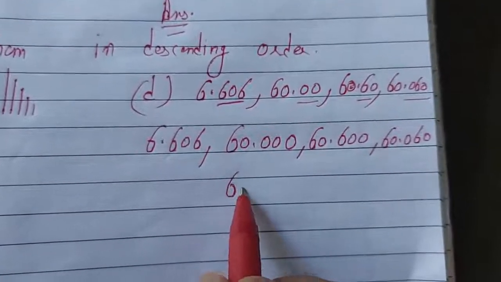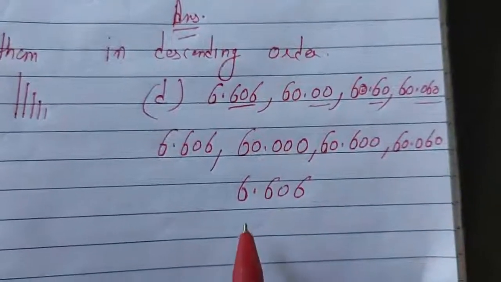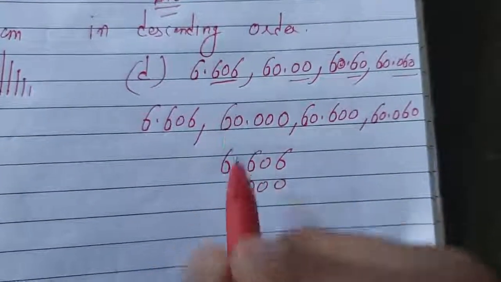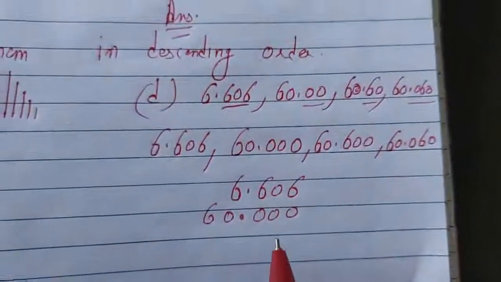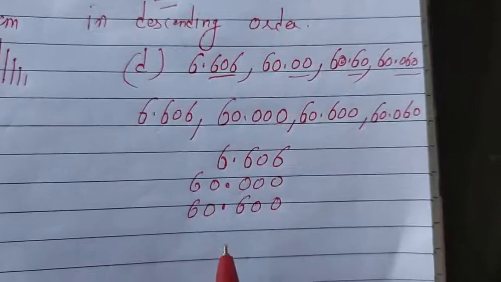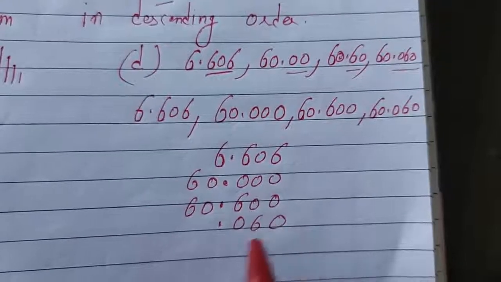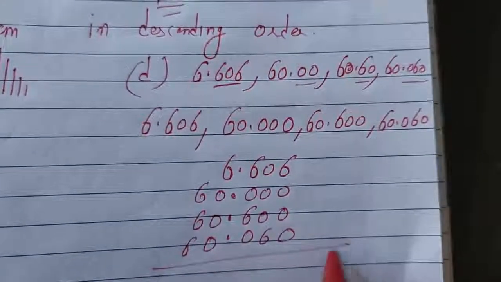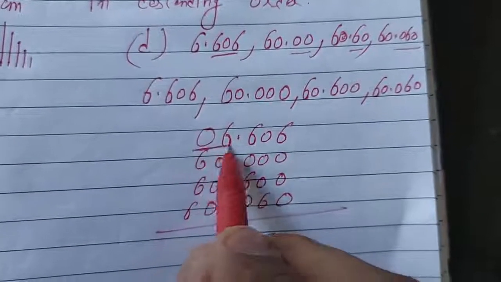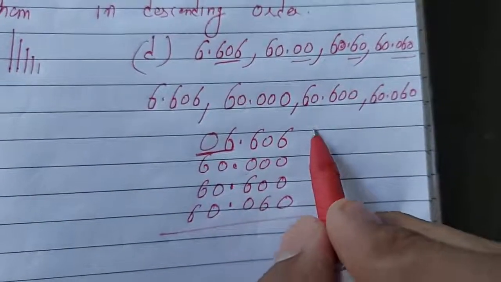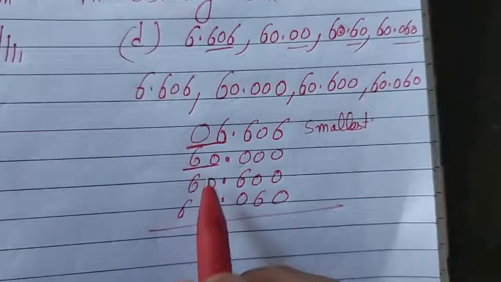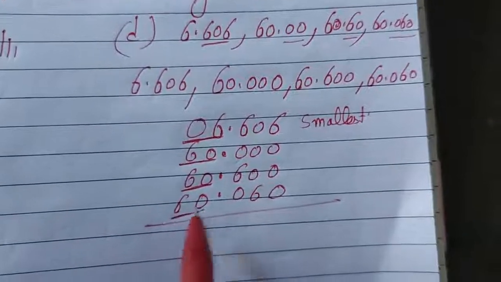Write the first number, then write the second number. Point here, point means 0 0 0, and before the decimal 60 is there. Similarly write the third number 600 and here 60, and write the fourth number 0 60 and 60. Now check, this is 6, this is the smallest number, very smallest. Okay, this is also 60, this is also 60, this is also 60, all are 60, no?